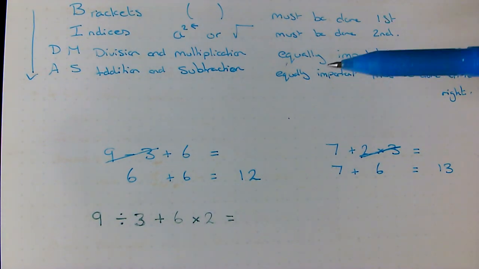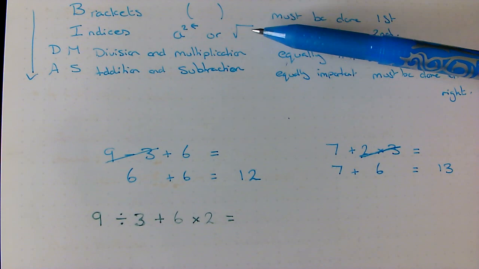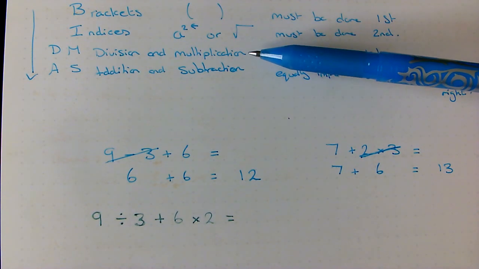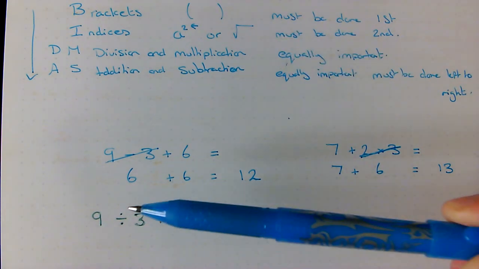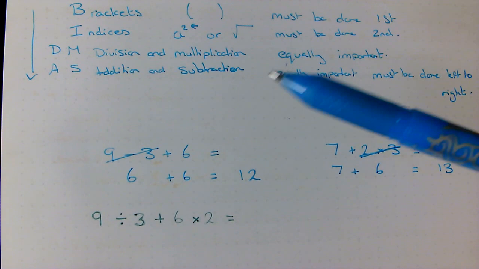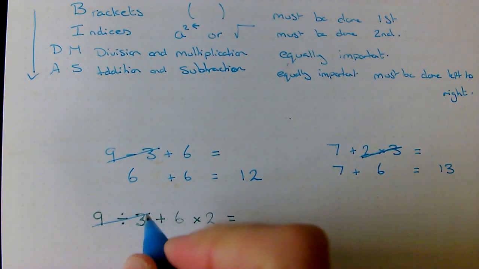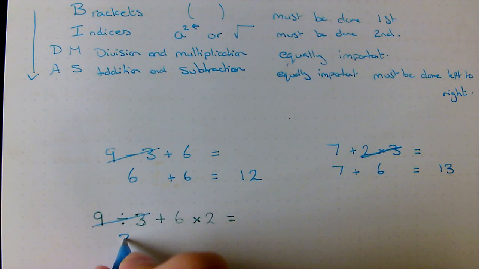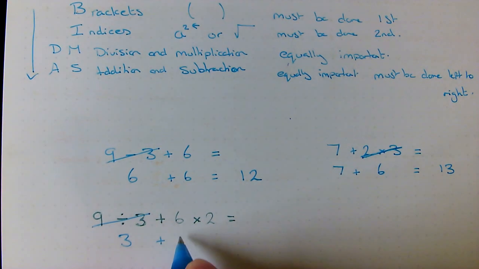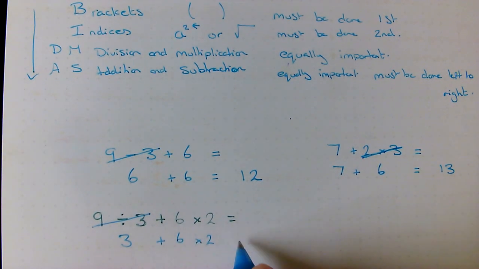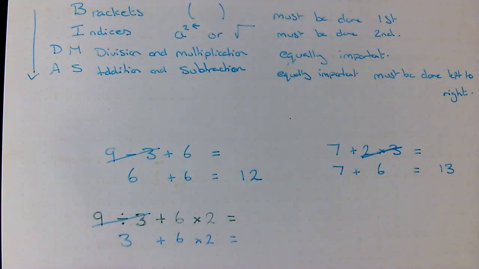Well, if we look at the hierarchy, we've got brackets, none, indices, none, division and multiplication. Yeah, we've got a division and a multiplication. It doesn't matter which one I do first because they're equally important. So again, just do the one that you see first. So 9 divided by 3 in this case. So 9 divided by 3, cross it out, we get 3. The plus, the 6, the times and the 2, they can all come down.